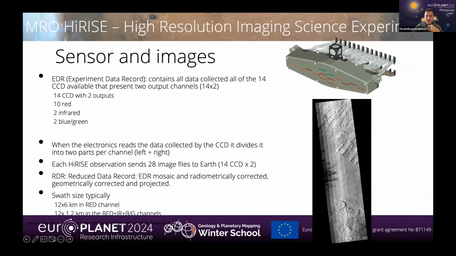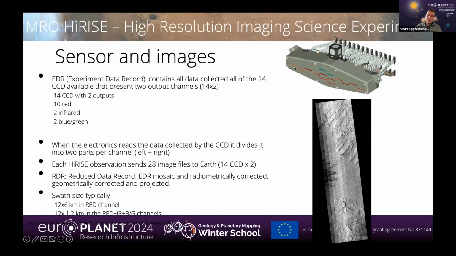So how does it work? Just very briefly, this is the sensor. And these are basically small CCD sensors. So you don't have to imagine a sensor like that of a normal camera. This camera has to be thought of like a rake, okay? This is scraping the surface of Mars.